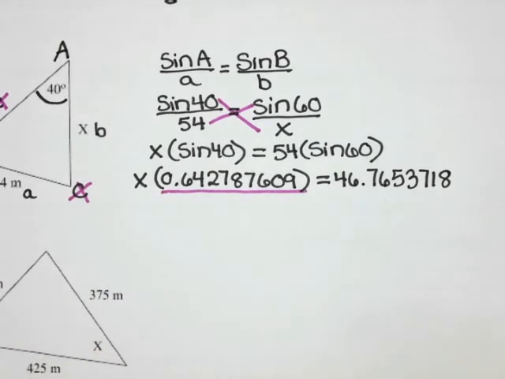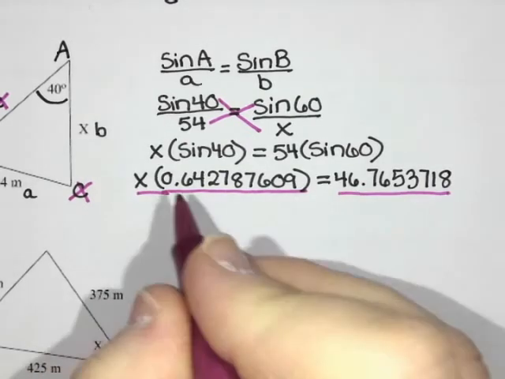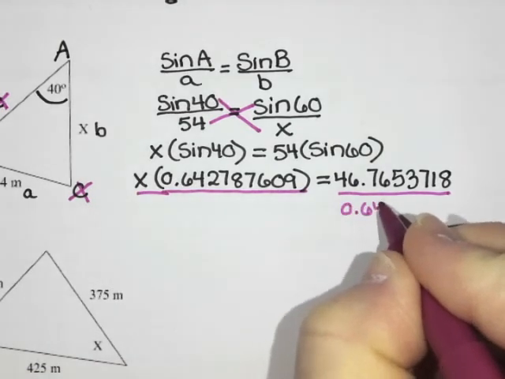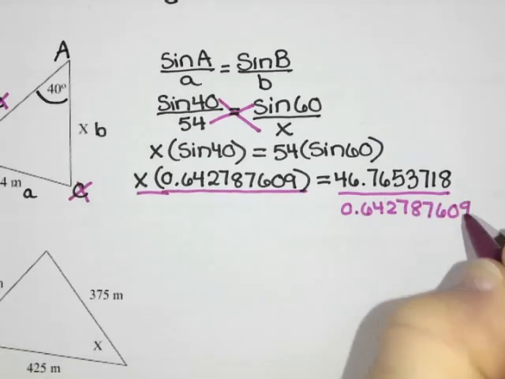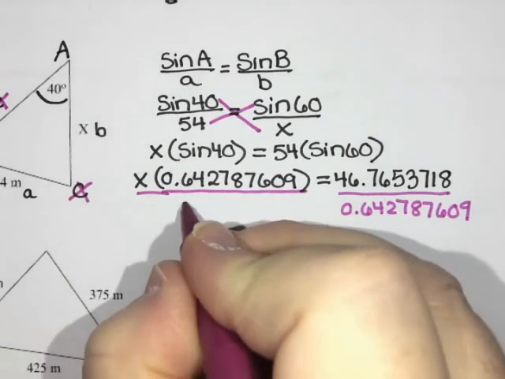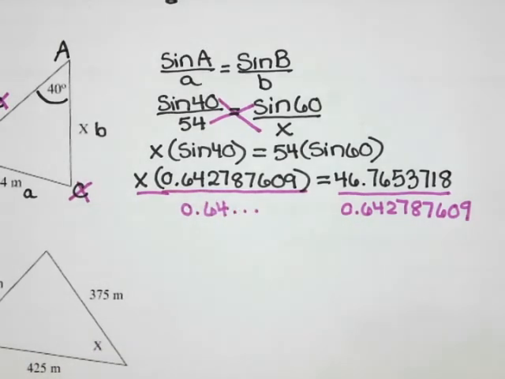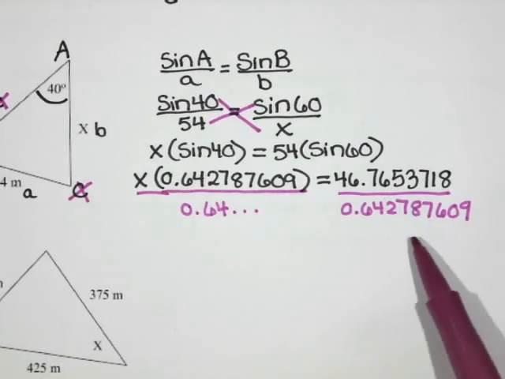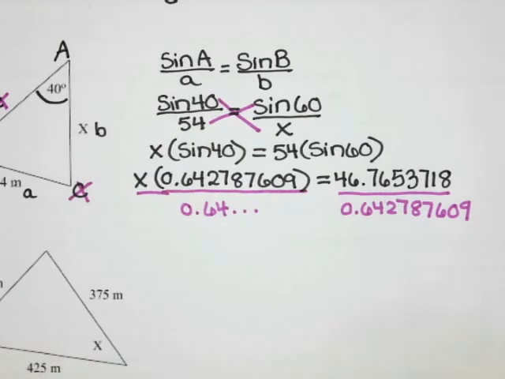Okay, so from here, I want to get x by itself, so I want to get rid of this number that's there. So we are going to divide both sides, because we're multiplying, by 0.6427876609. And then I'm going to be a little lazy on this side and just write out the beginning of the number. I always write the whole number out on this side so that I know when I'm dividing that I'm doing it right. And then on this side, I usually just write part of the number.